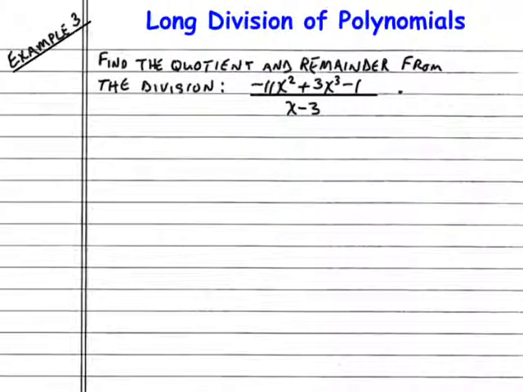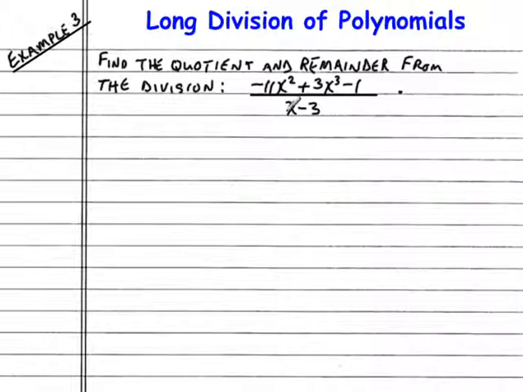Well, our third example of division of polynomials is once again a long division problem, but this problem has a few more little quirks that we need to be careful of, and we'll point those out as we go through the problem. So, as we did before, we're asked to find the quotient and remainder from the division given by the problem listed here. Negative 11x squared plus 3x cubed minus 1, all divided by x minus 3.